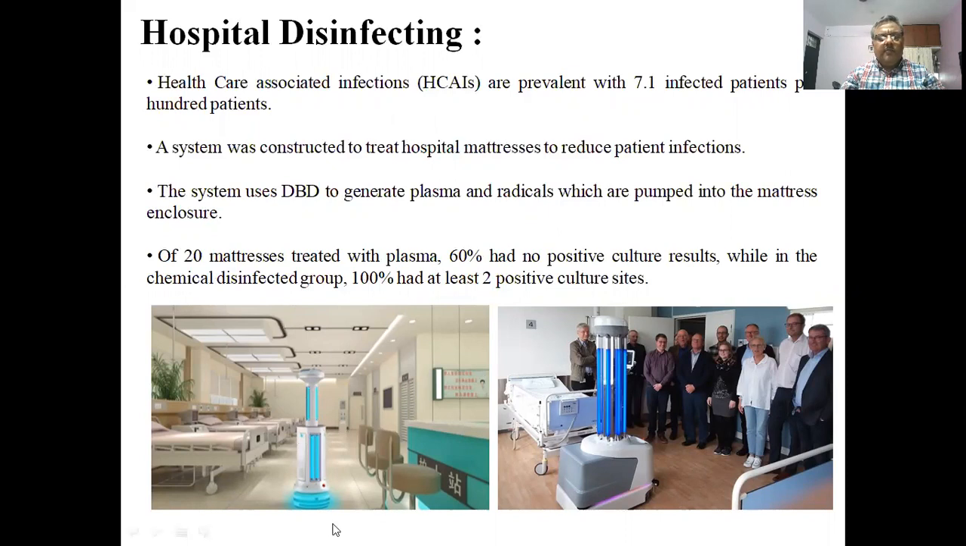This is a kind of device where all the beds are exposed, and the surfaces exposed to this device are disinfected by the plasma exposure.